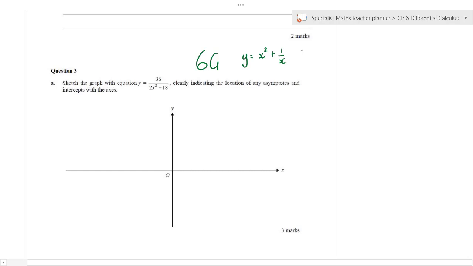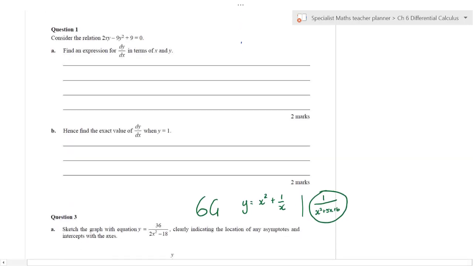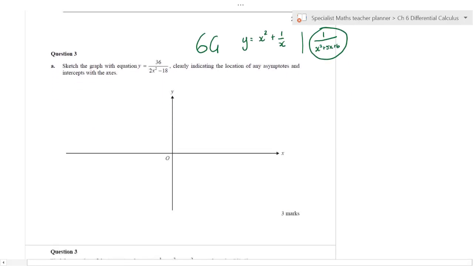But also, there's two other ones, and that's when we've got the reciprocal of a quadratic. So let's say if I had x squared plus 5x plus 6 or something like this, then we're looking at sketching those. First of all, this is an example from the 2006 exam 1, and you can see it's worth 3 marks. Very straightforward question, should be easy marks, but it wasn't done that well.